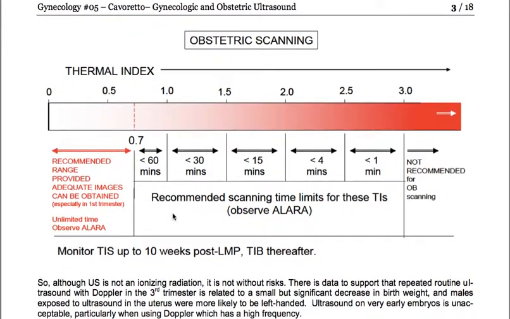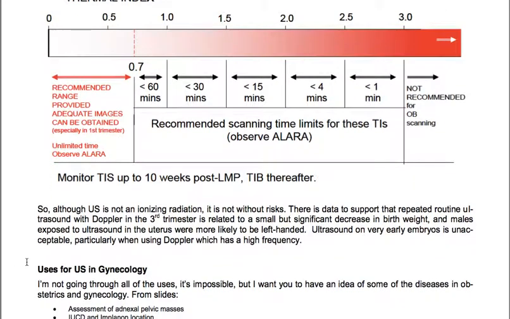The thermal index. Although ultrasound is not ionizing radiation, it is not without risk. There is data to support that repeated routine ultrasound with Doppler in the third trimester is related to a small but significant decrease in birth weight, and males exposed to ultrasound in the uterus were more likely to be left-handed. Ultrasound on very early embryos is unacceptable, particularly when using Doppler, which has a high frequency.